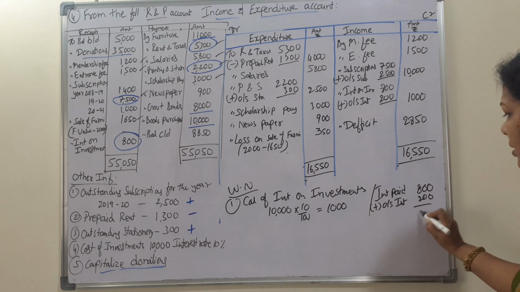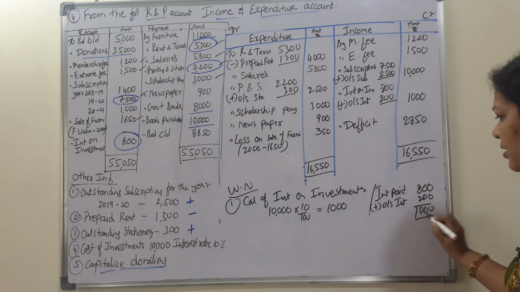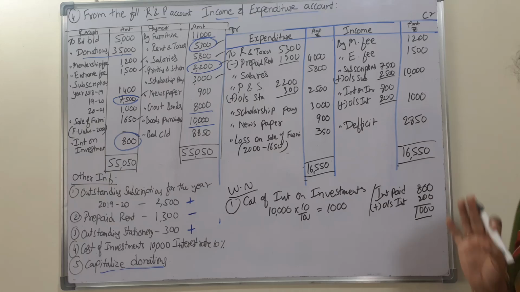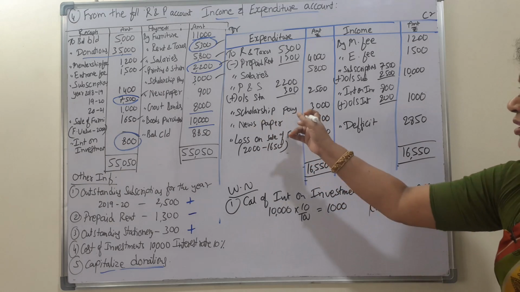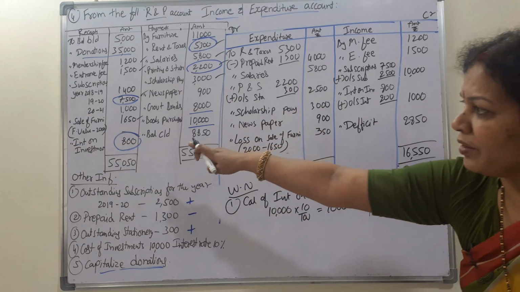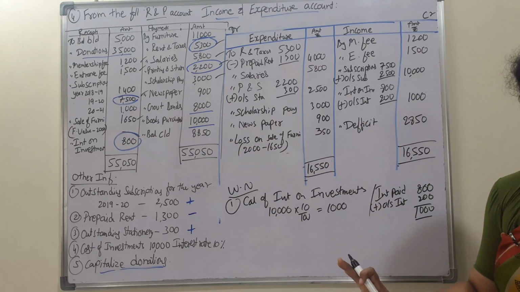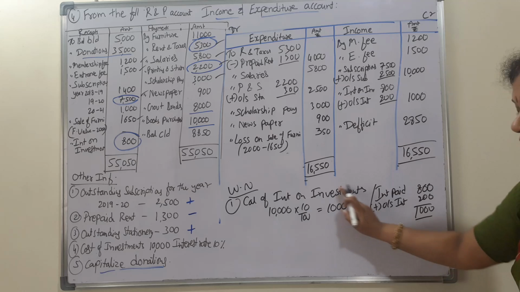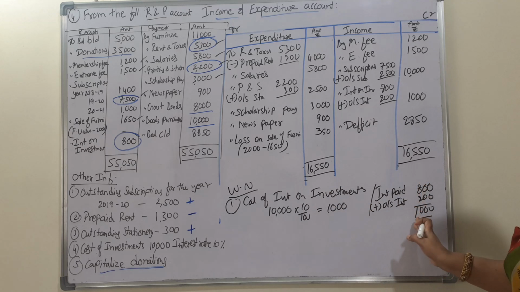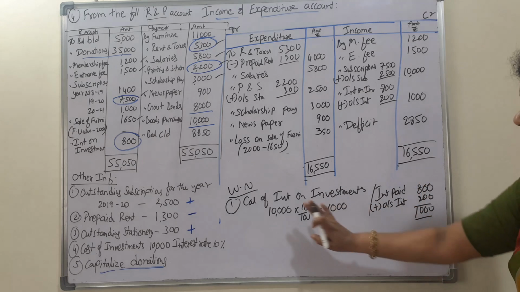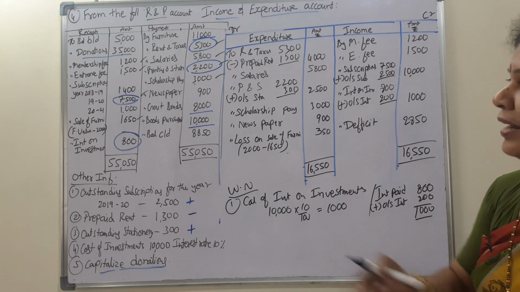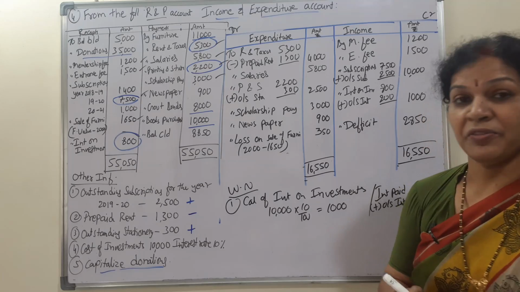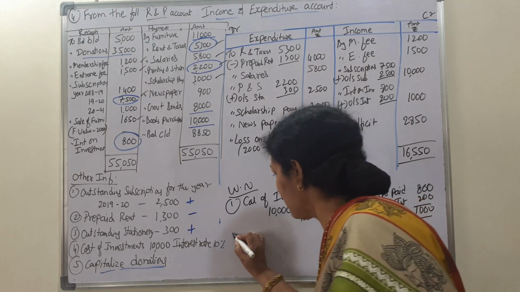How did you get 200? 200 is the difference between 1,000 and 800. Actually paid 800 only, you know this. 800 we have paid already, but payable 1,000. This is to be paid. 800 paid means still payable 2 more 100. So this you can show in working notes. And also loss on sale of furniture, this you can also show in working notes.